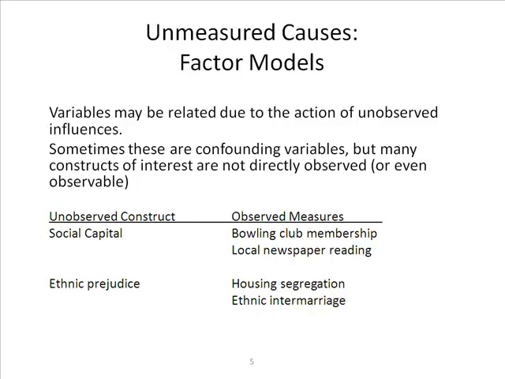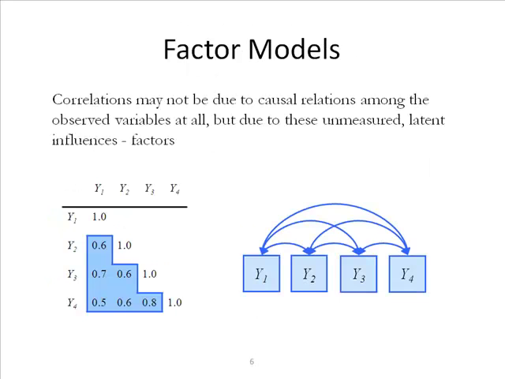You only infer it indirectly through things like membership of groups or organizations, or what kinds of newspapers people read. And those are the things that you can observe. Through observing the correlations between these kinds of variables, you infer that there is an underlying construct that you can't measure, but which is associated with social capital. Prejudice, for example, is another typical thing that it's very hard to observe directly, but you can observe it indirectly through housing segregation or intermarriage patterns.